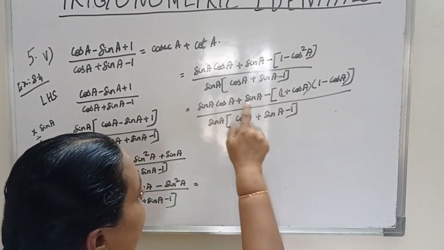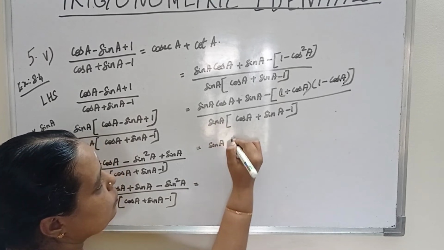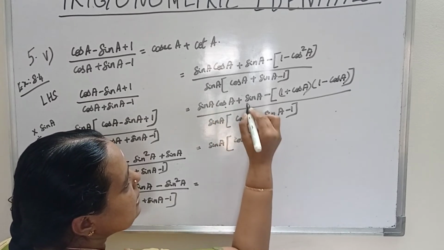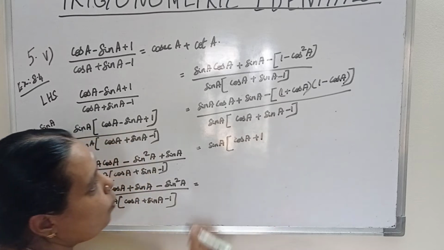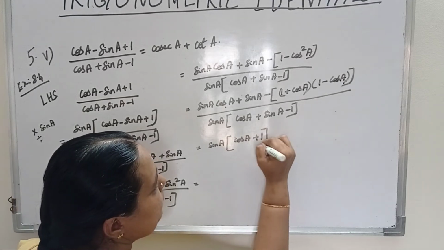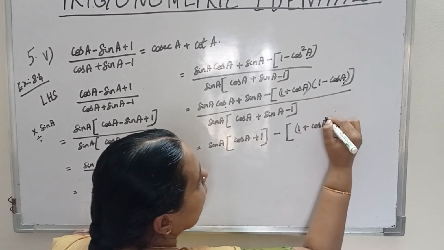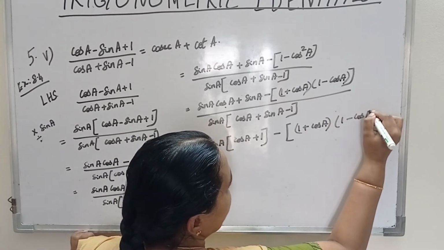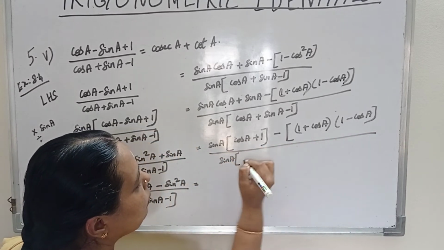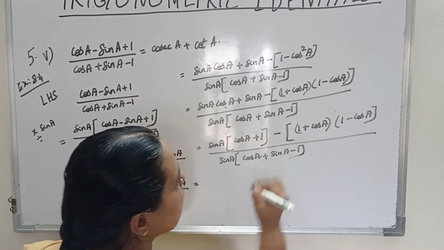So in this step, in these two elements, we are taking sin A outside. Taking sin A outside, we will be left with cos A here. Cos A plus, instead of sin A here, we will be writing only 1 because sin A is already taken out. So cos A plus 1 minus (1 plus cos A) into (1 minus cos A) by sin A into cos A plus sin A minus 1.